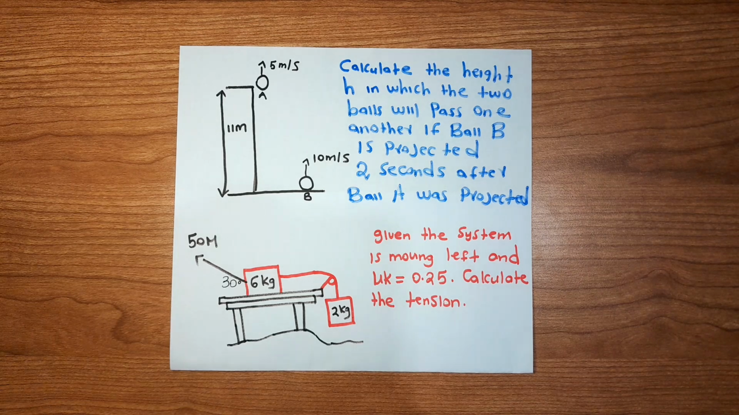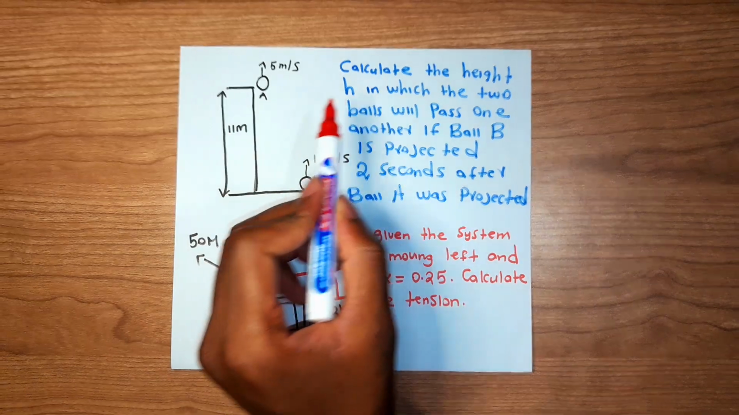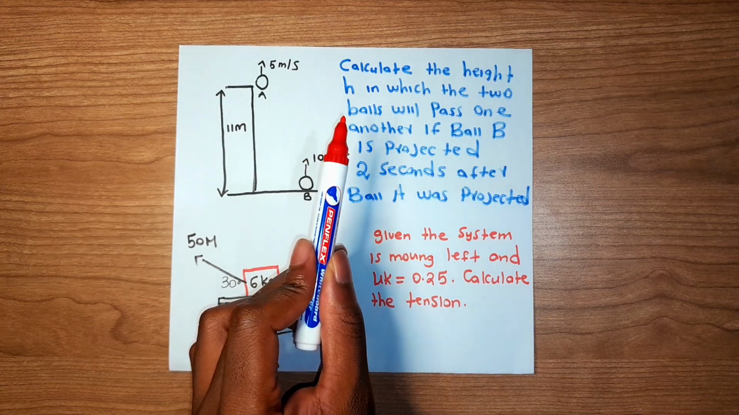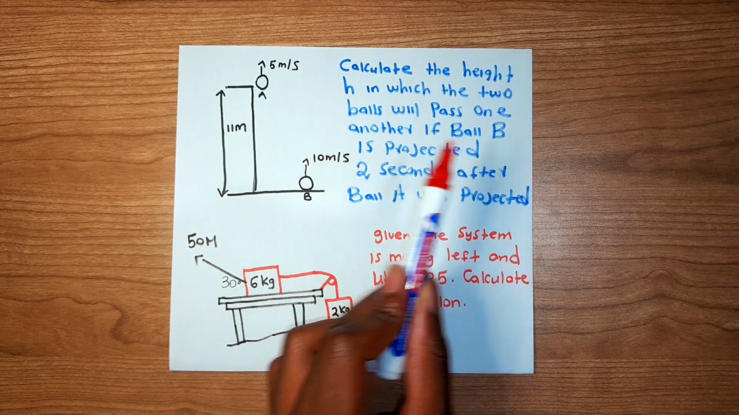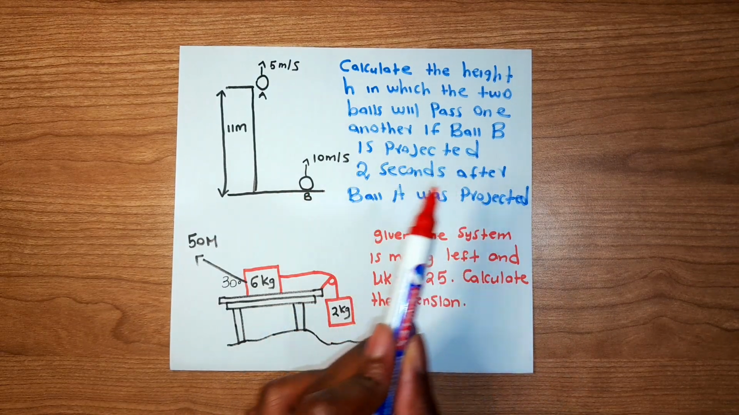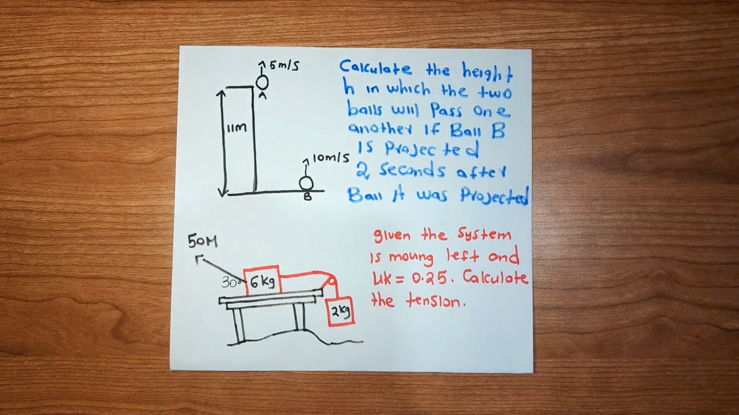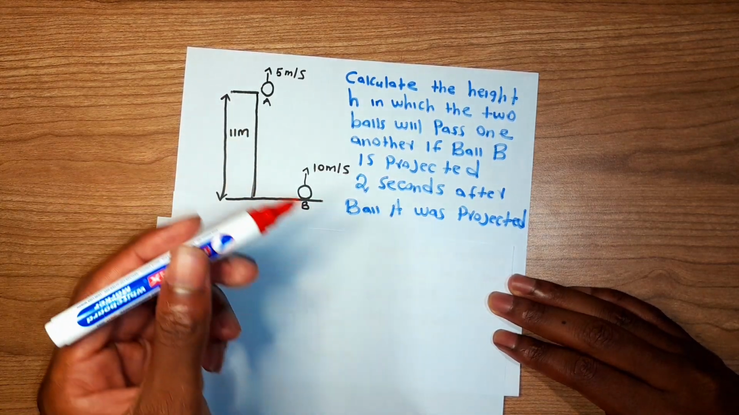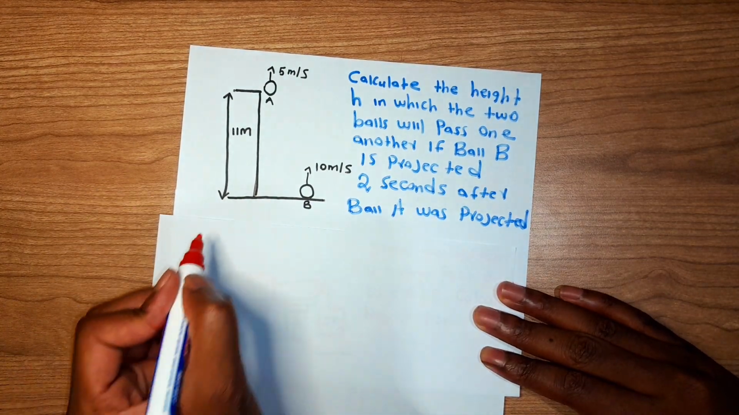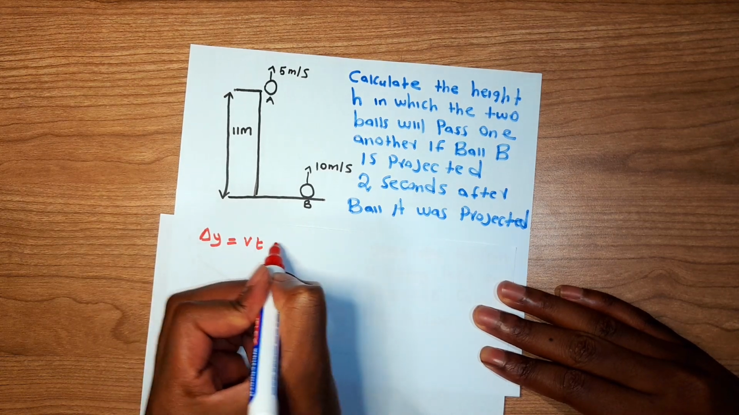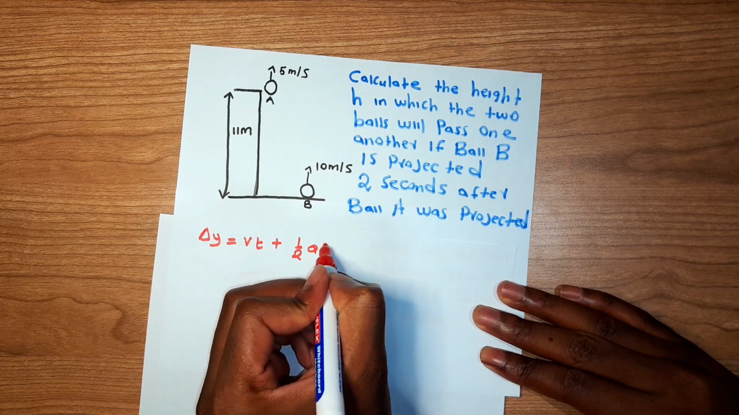So it says that we're having ball A and ball B, right? They say calculate the height h at which the two balls will pass one another if ball B is projected 2 seconds after ball A was projected. So how do we calculate this? We want to calculate the height at which these two balls will pass one another. I've done a video in the past and I said that on these types of questions you always use this equation.